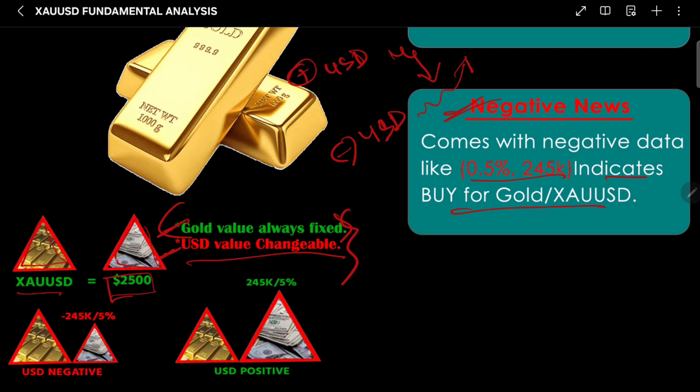One triangle of gold is equal to 2500 triangles of United States dollar. That means this triangle and this triangle are equal. There is 1 ounce of gold and that is 2500.